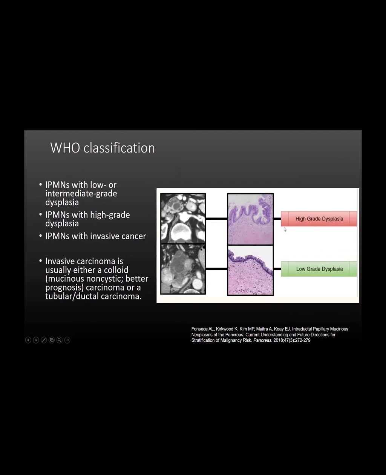So this is an example of low-grade dysplasia, where there is not much layering of the epithelium, and high-grade dysplasia, where there is more nuclear pleomorphism, or more purple stuff. That's how I think of looking at that. But there are no tumor cells growing into the stroma, so this one doesn't have any invasive adenocarcinoma.